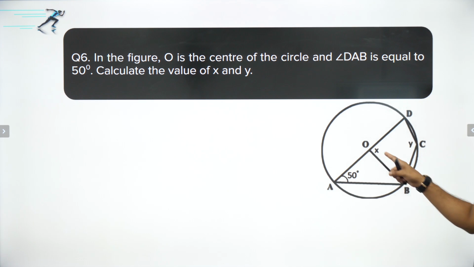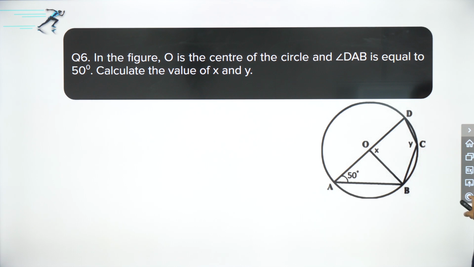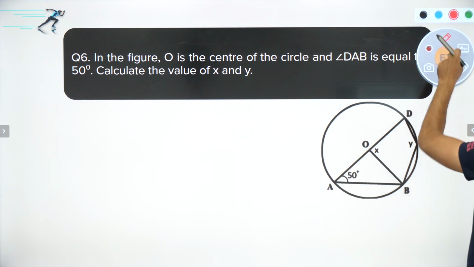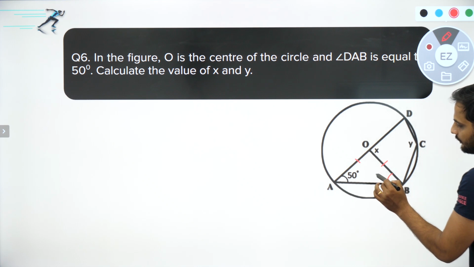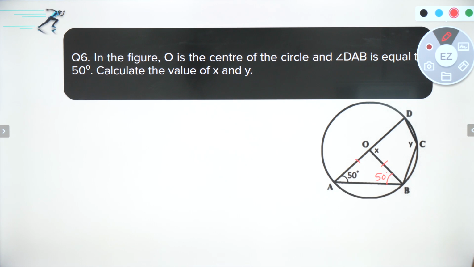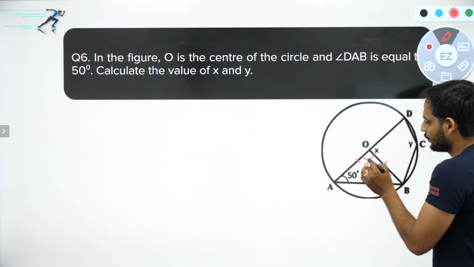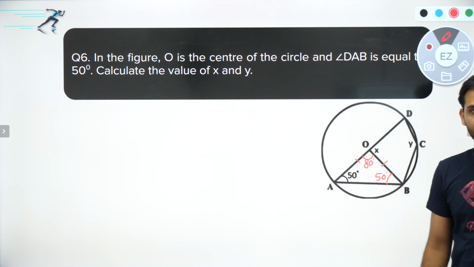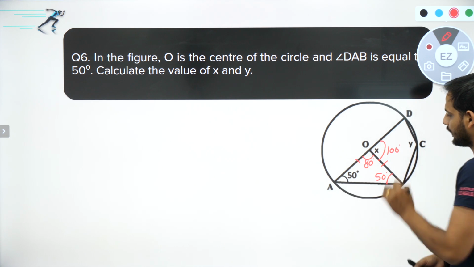First thing, bachcho, O is the center of the circle, so OA and OB will be radius, right? So when OA and OB are radius, if these two sides are equal, the angles opposite to them will also be equal. So this angle is also 50 degrees. If this is 50, this is 50. So this angle, using angle sum property, should be 80 degrees. Then we have got angle X is equal to 100 degrees.